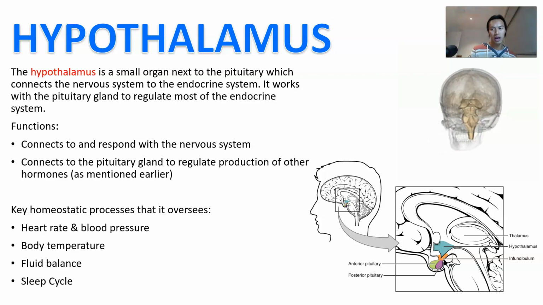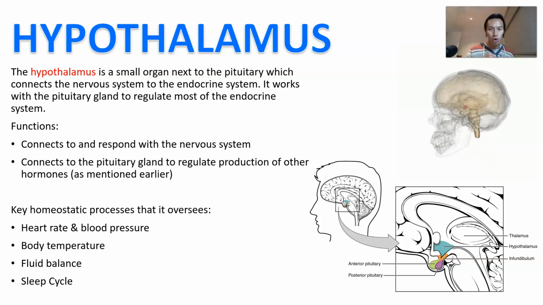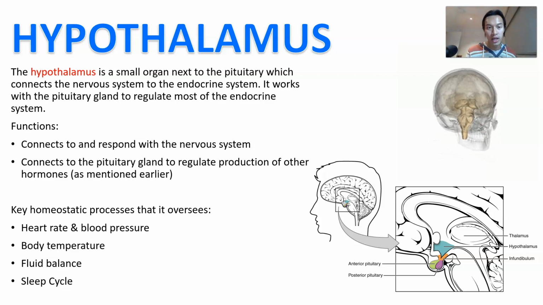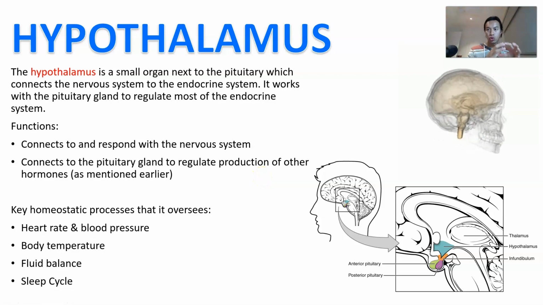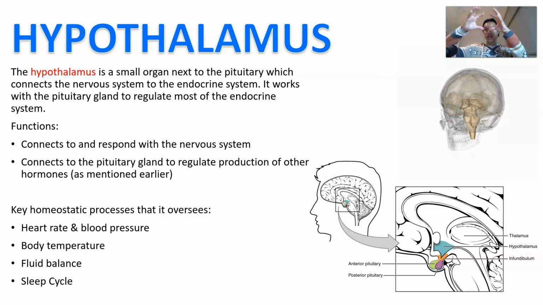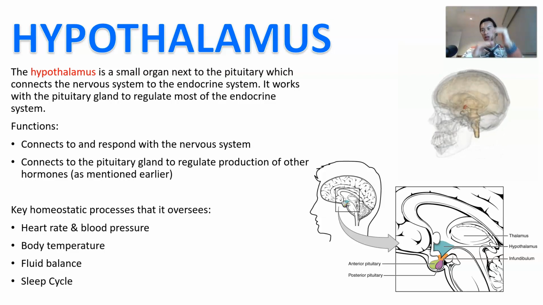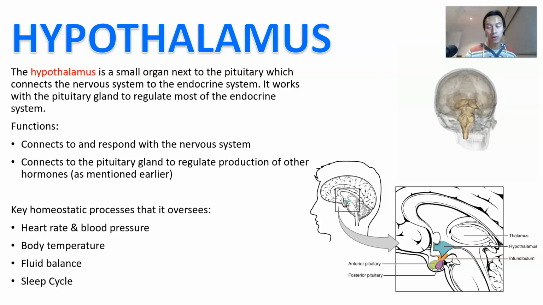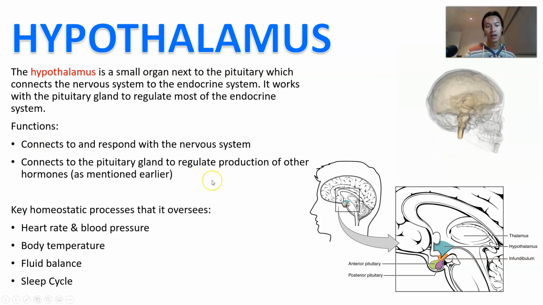Related to the pituitary gland is the hypothalamus, and the hypothalamus is kind of like the 2IC, right? It is a small organ and it's located right next to the pituitary. The pituitary is down there, the hypothalamus is up there, and it connects the pituitary to the nervous system. So that allows your brain to then also be responsible for the chemical messengers in your body. So the hypothalamus is the computer link between the brain and the endocrine system. The nervous system and the endocrine system allows the two to speak to one another, okay? It's going to connect to and respond with the nervous system, and then it's going to regulate the pituitary gland.